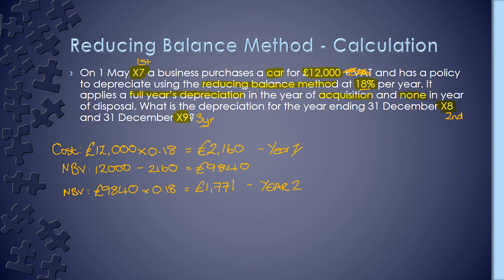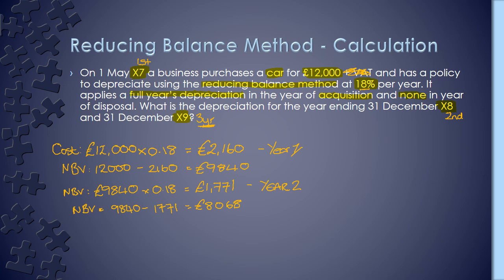But we still know that we need to get to year 3. So again, we're going to do our net book value figure. So we're going to do 9,840 minus the depreciation, and that is going to bring us out at our new figure of 8,068. It takes into account a little bit of rounding there.